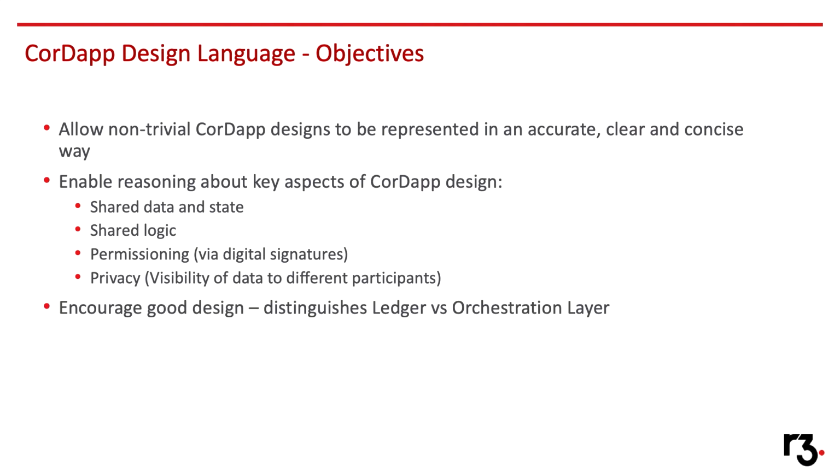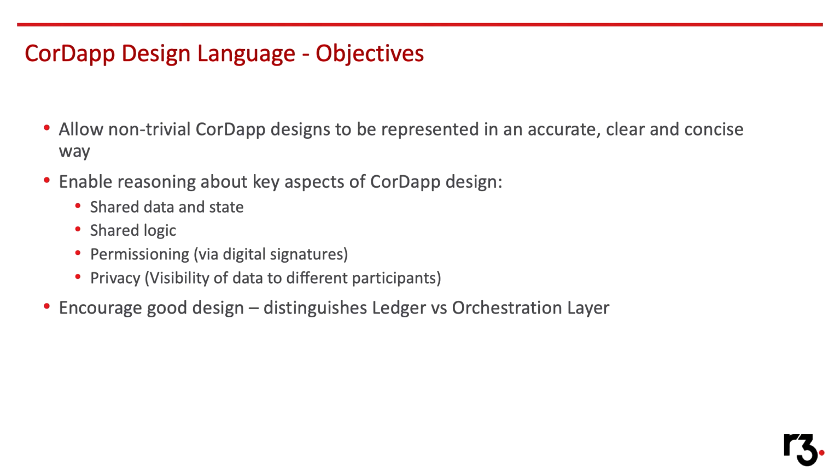It also needs to encourage good design. Just to explain what I mean about that, R3 is a very generous company. In fact, when we give you Corda, we give you two products, really. The first one is what I call the ledger layer. So this is smart contracts, this is transactions, this is states and rule books and kind of guaranteed logic. But we also give you this really cool thing on top of it, which is the flow framework or the orchestration layer. And that allows you to communicate with your counterparties and do these quite complex process flows to make things happen. And that's great.